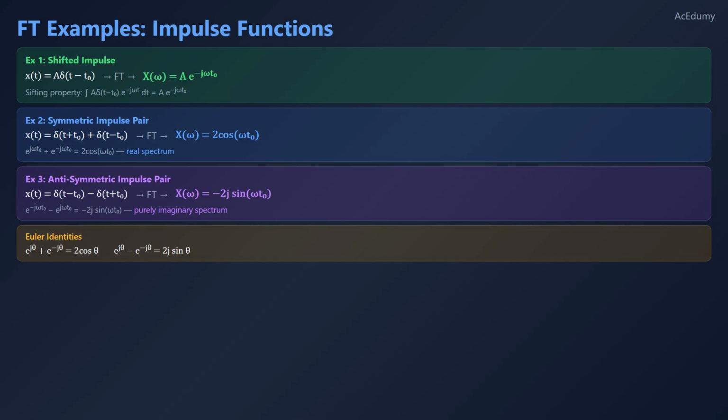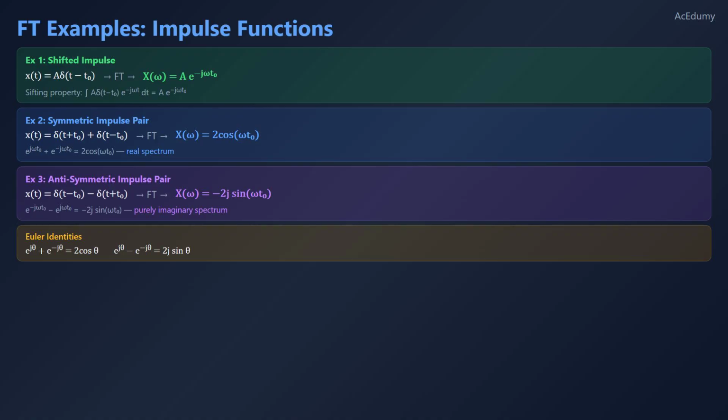Let's compute our first examples. Example 1. Find the Fourier transform of a single impulse. x of t equals A times delta of t minus t0. Applying the FT integral and using the shifting property of the delta function, X of omega equals the integral of A delta of t minus t0 times e to the minus j omega t dt, which equals A times e to the minus j omega t0. So a shifted impulse maps to a complex exponential in the frequency domain.